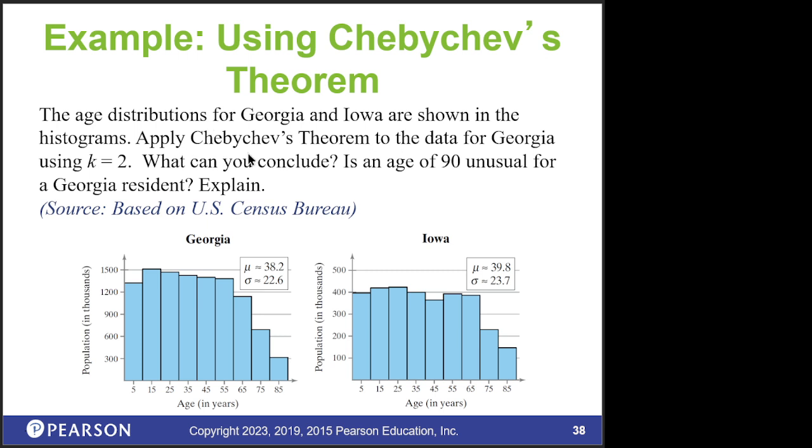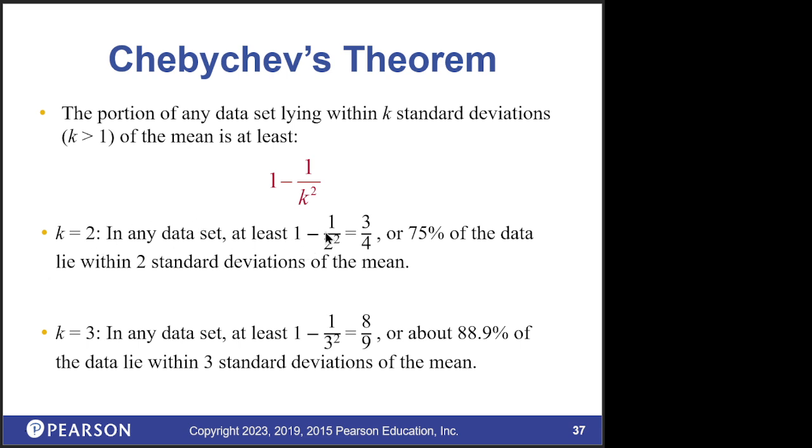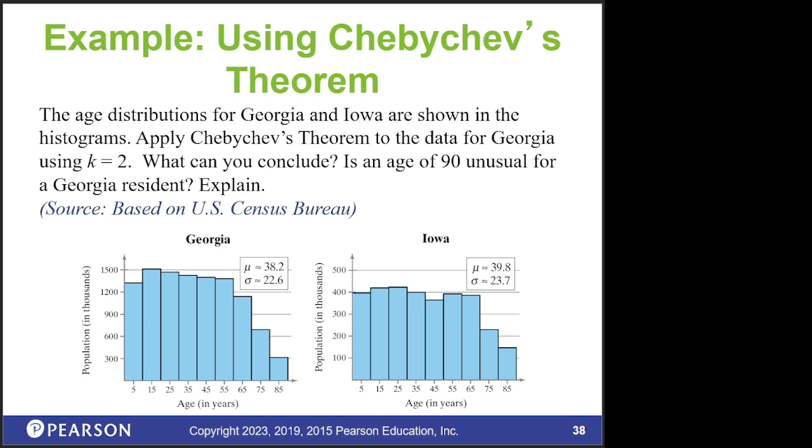In Georgia and Iowa, we have data that shows the age in years and the population. And so the Georgia population has a mean of 38.2 and a standard deviation of 22.6. But this is not symmetrical within a bell curve. So you want to know how many people are within 2 standard deviations of the mean, the mean being 38, then you would use Chebyshev's rule. And Chebyshev's rule says that 75% would be within 2. Right, if we go back to the previous screen, 1 minus 1 over 2 squared equals 3/4 or 75%. So we're looking for 75%.